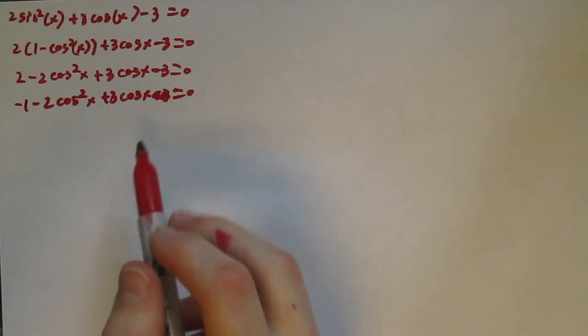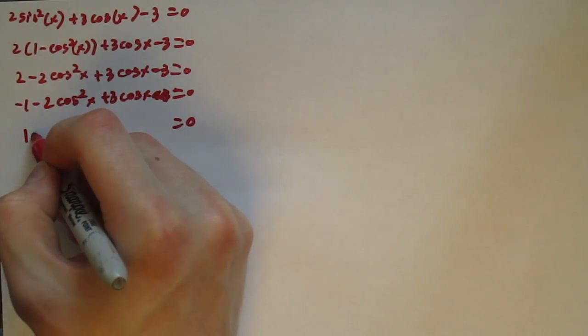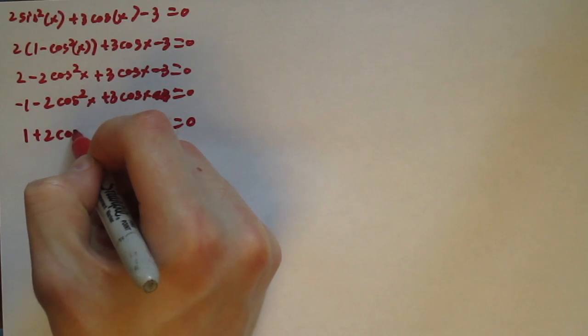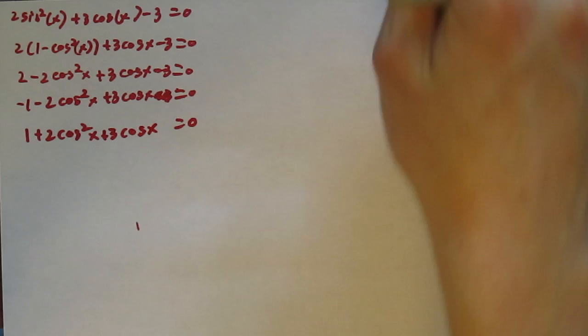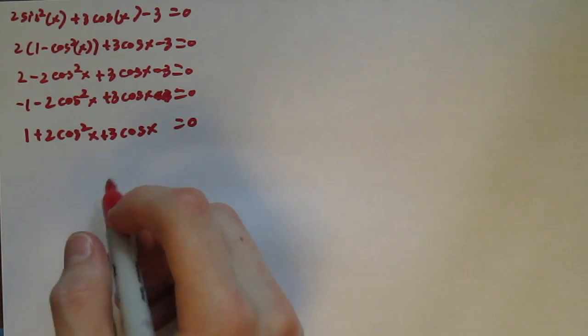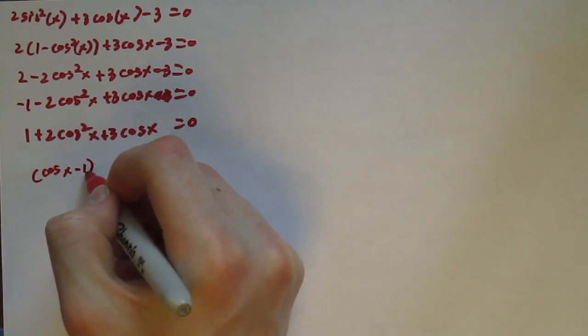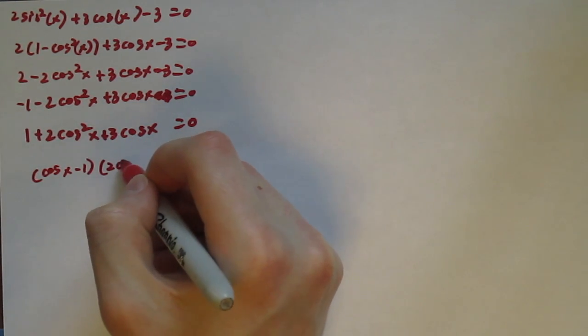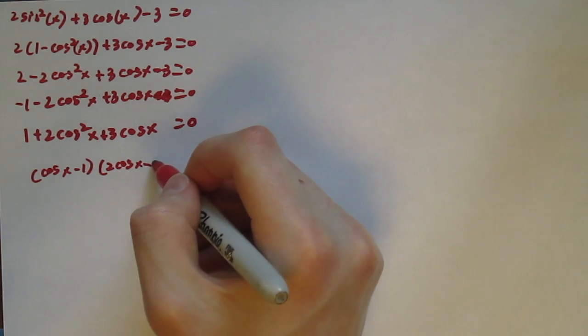And so we can multiply this whole thing by negative 1. 0 times negative 1 is still 0. So this is still equal to 0. And this is 1 plus 2 cosine squared x plus 3 cosine x is equal to 0. And so this is factorable into cosine of x minus 1 times 2 cosine of x minus 1.